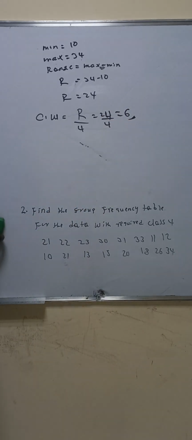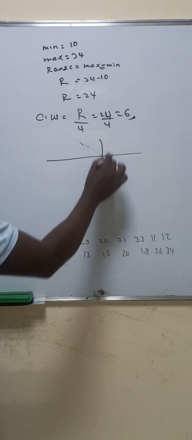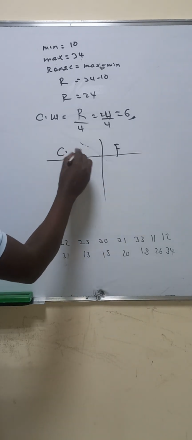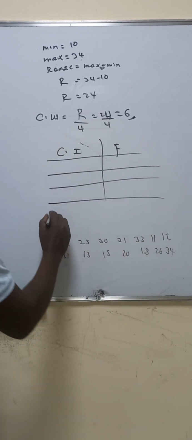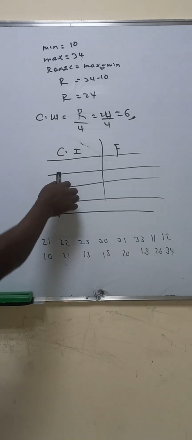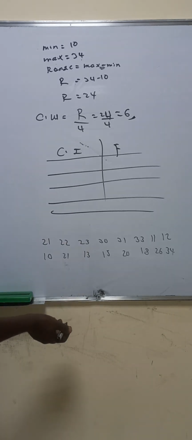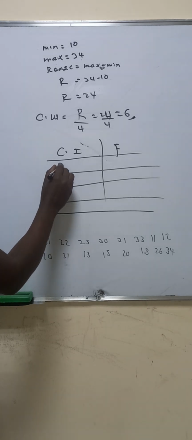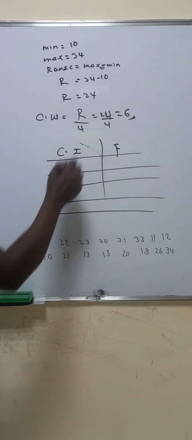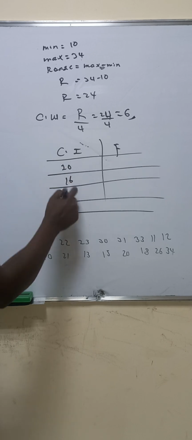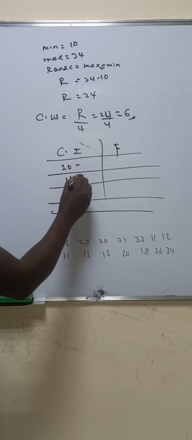Then finally, the group frequency table is going to be like this: this is the frequency, this is the class interval, and the number of classes is obviously 4: 1, 2, 3, and 4. So in order to find the first value for the first class interval, you have to take the minimum value, which is 10. To find the second class interval, you add the class width, 6, on this one, which is 16, then add 6 on this, which is 22, and add 6 on 22, which is 28.